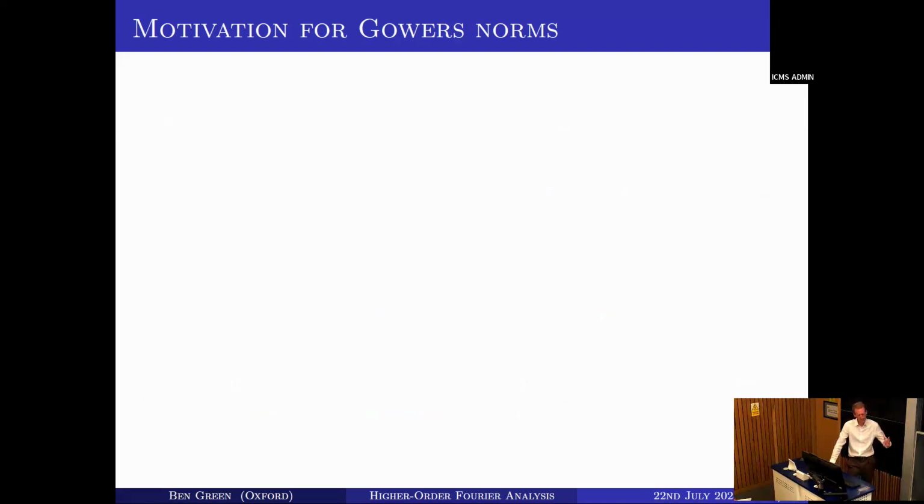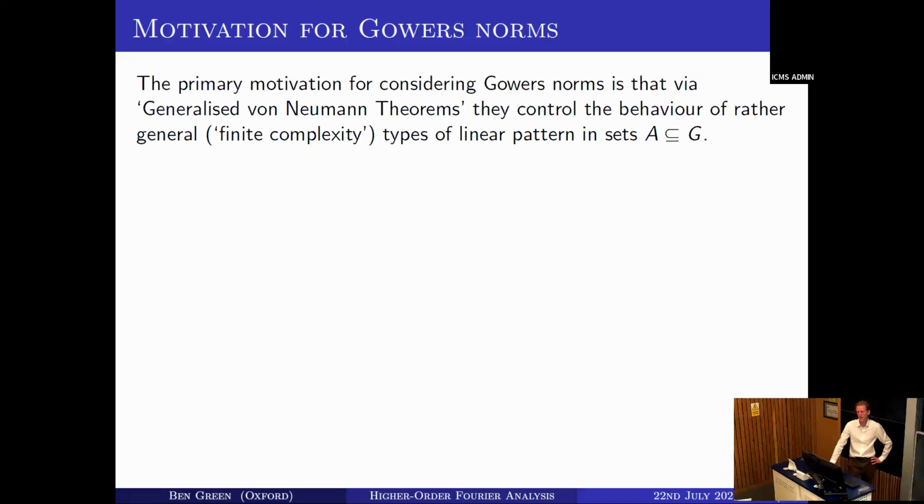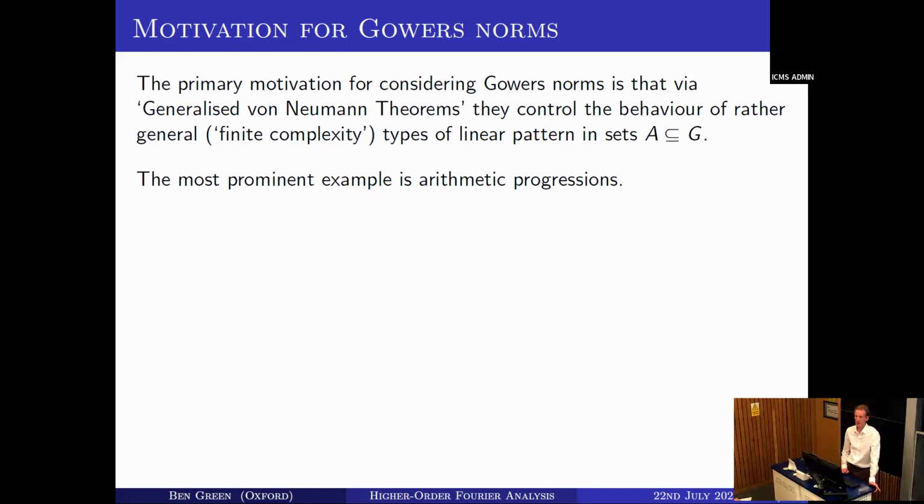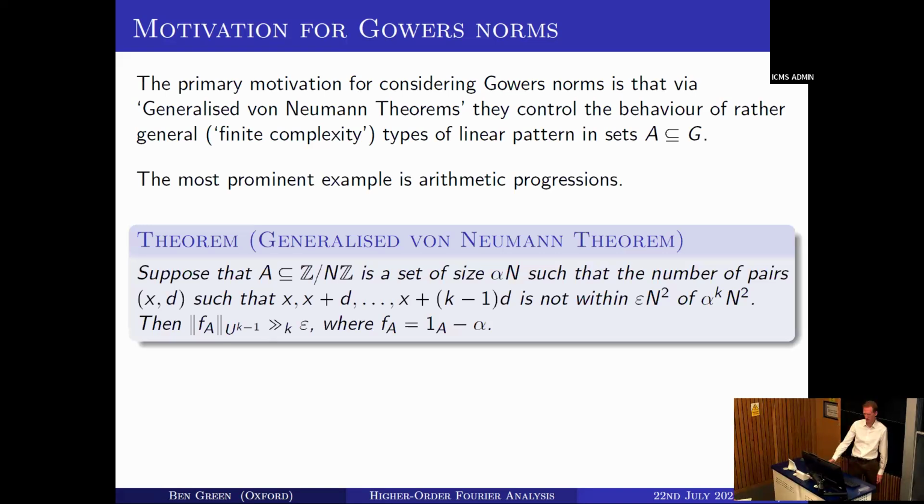I mean, the definition is itself somewhat natural, but I don't think that's the main motivation. The main motivation is that the Gowers norms can be used to control the behavior of pretty general sorts of linear and other kinds of patterns in sets of integers. So this is via what we call generalized von Neumann theorems. And in particular, the most prominent kind of example would be arithmetic progressions. And so here's a particular theorem that is a consequence of a generalized von Neumann theorem.